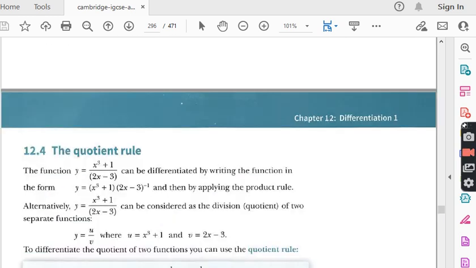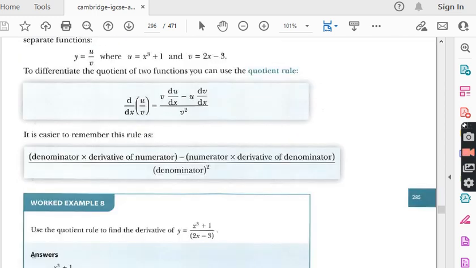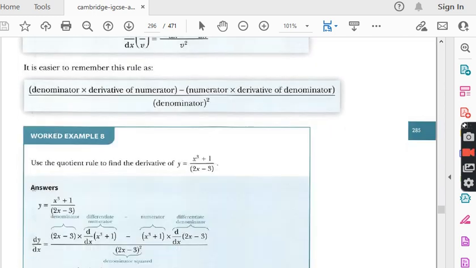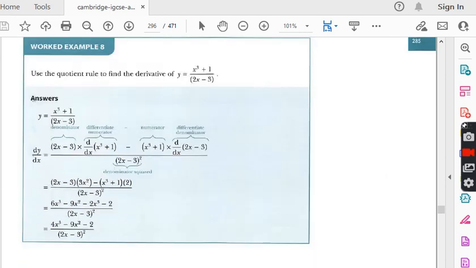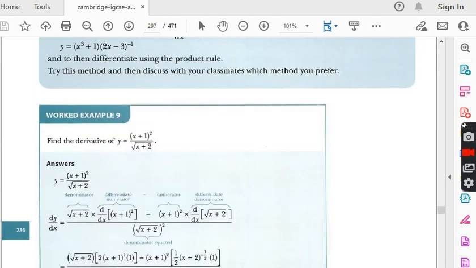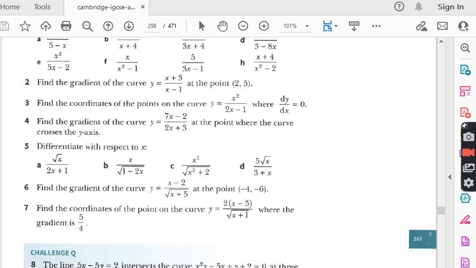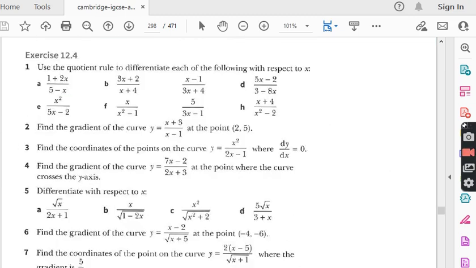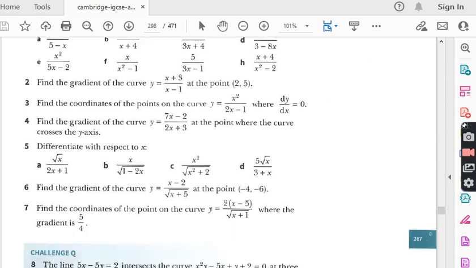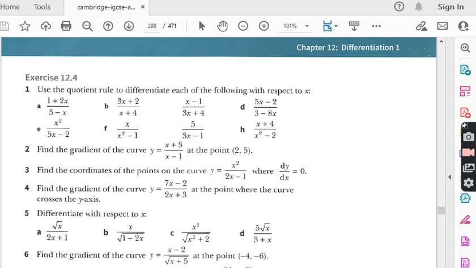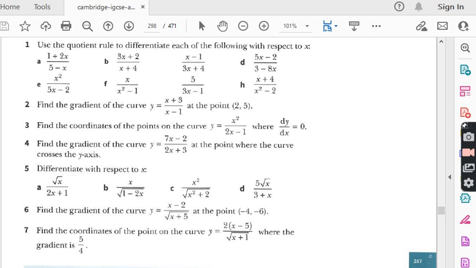Exercise 12.4. Exercise 12.3 was based on the product rule, and 12.4 is based on the quotient rule. What is the quotient rule? Very easy. I will give you complete detail of this formula, and again it is a very easy exercise, very easy. You will be witness. So no issue. In the next lecture we will start exercise 12.4.